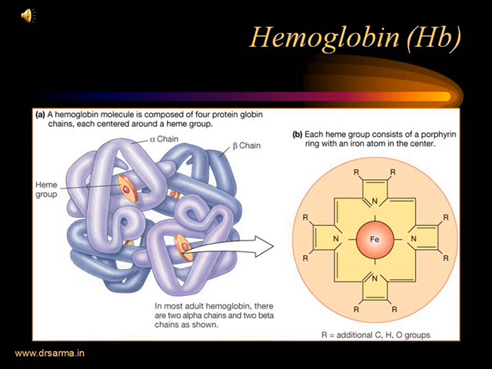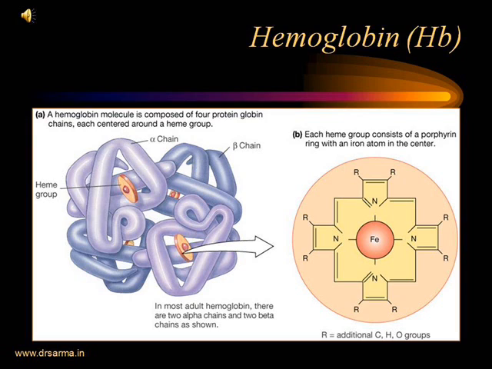Hemoglobin. Hemoglobin is composed of two components, the heme and the globin. The globin component is the protein component of the hemoglobin. The globin has 4 chains, 2 alpha chains and 2 beta chains. Abnormalities in the structure of these chains can lead to anemia due to hemoglobinopathy.